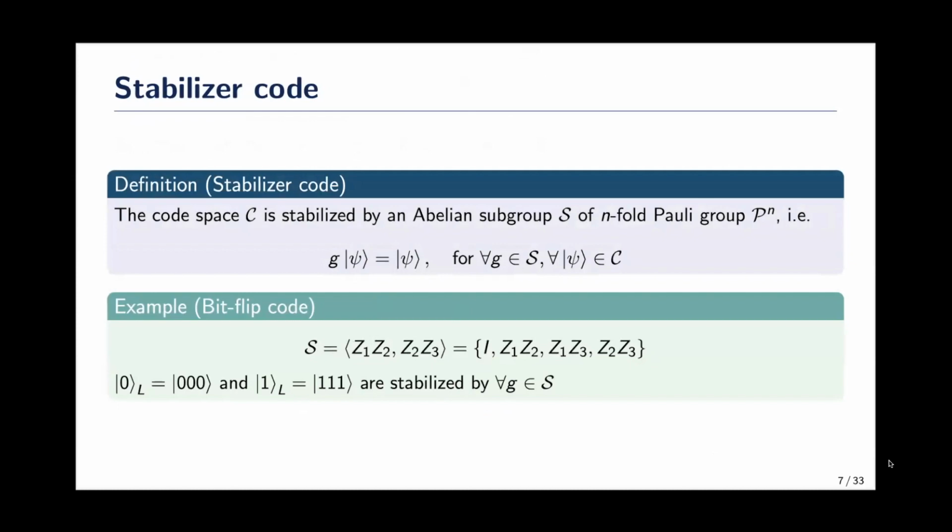There is a nice formalism that can represent quantum error correcting codes. We can represent the code space with the G's that stabilize every state in the code space. For example, the bit flip code is stabilized by these stabilizers, and this one is the generator. You can see that the logical 0 state is stabilized by all of these stabilizers, and logical 1 is also stabilized.